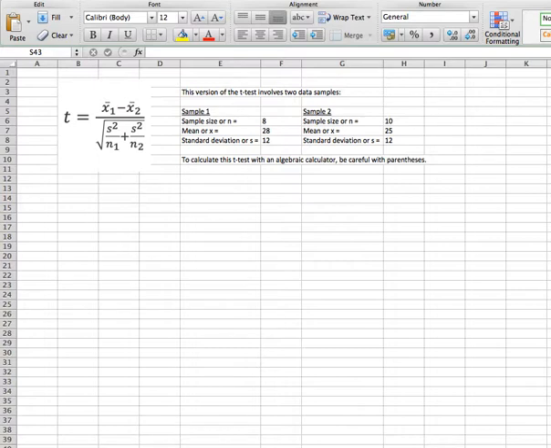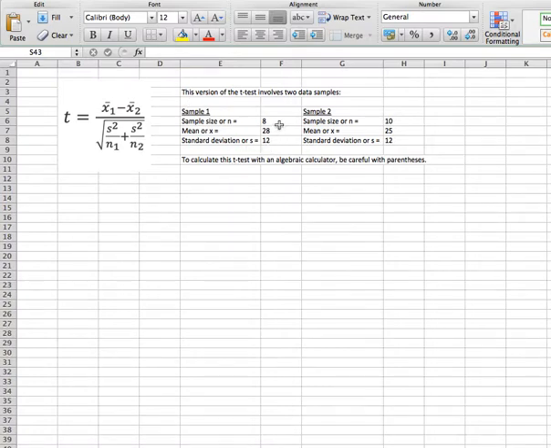Okay, let's try out some calculations on the t-test with this version of it that involves two data samples. As we can see, the formula is that t equals x1 bar minus x2 bar divided by the square root of s squared over n1 plus s squared over n2. I've made up some data for each of the samples.